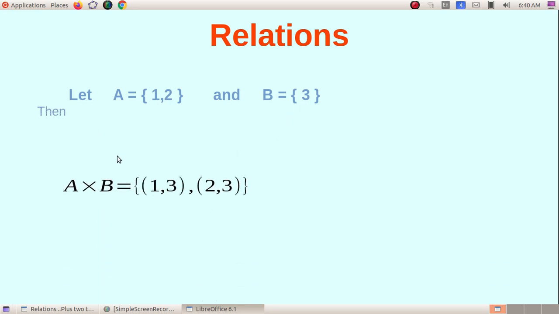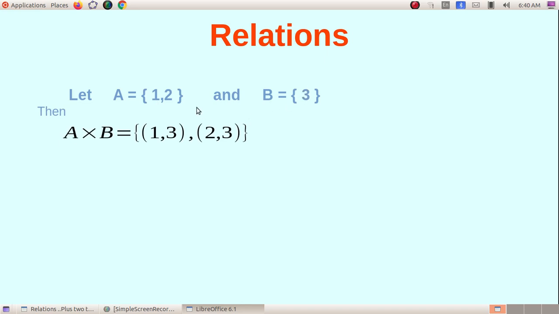Let me write what is A cross B. A cross B is equal to {(1, 3), (2, 3)}. How many elements are there in A cross B? 2 elements. All of you know that the number of subsets of a set is equal to 2 raised to m, where m is the number of elements of that set. Here A cross B contains 2 elements. Then how many subsets are there for A cross B? That is very clear. 2 raised to 2 equals 4. A cross B has 4 subsets.